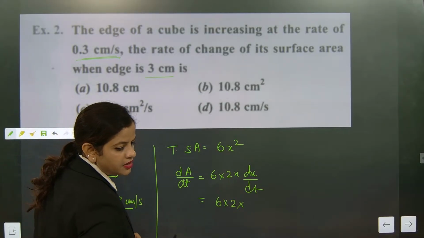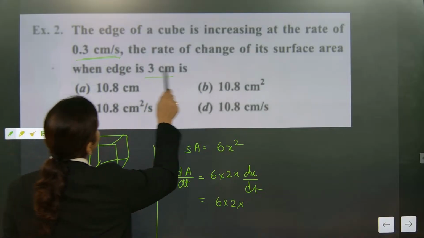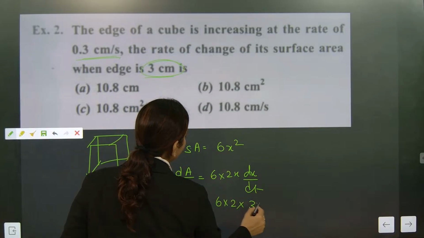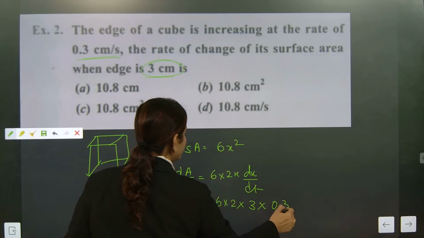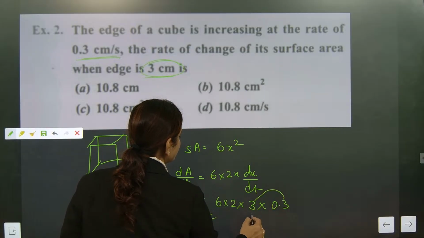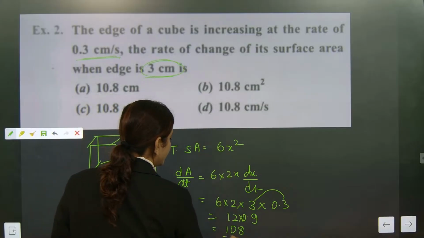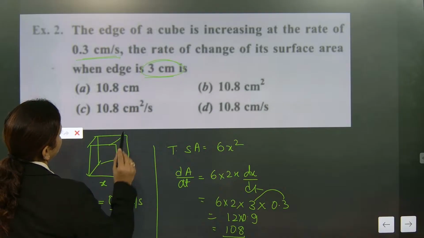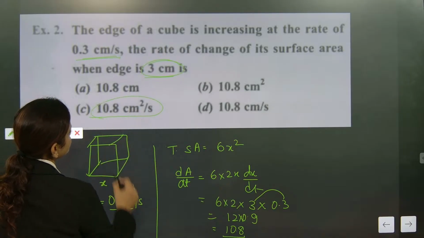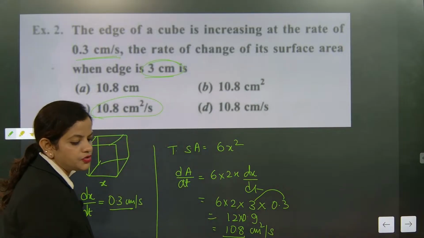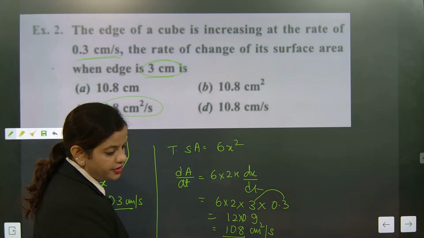When they are giving the edge as 3 centimeter, here it will come 6 into 2 into 3 into dx by dt, which is 0.3. So 3 threes are 9, 6 ones are 6, 6 twos are 12, 0.9. So here it will come 9 twos are 18, 9 ones are 9, 10.8. When they are writing with time, it means 10.8 centimeter square per second. Understood. So the option will be 10.8 centimeter square per second.